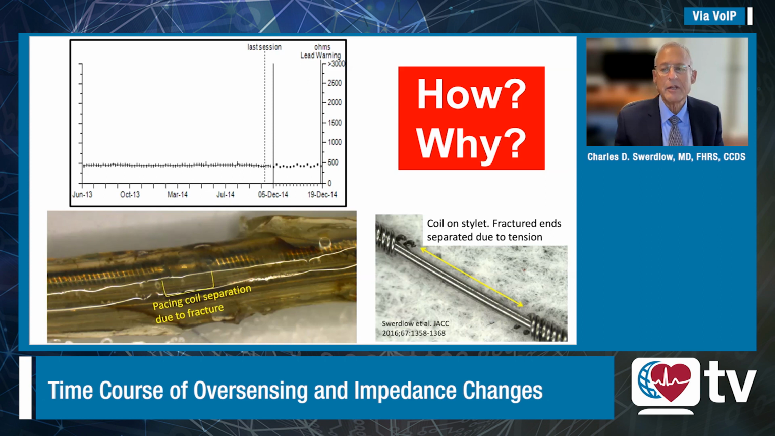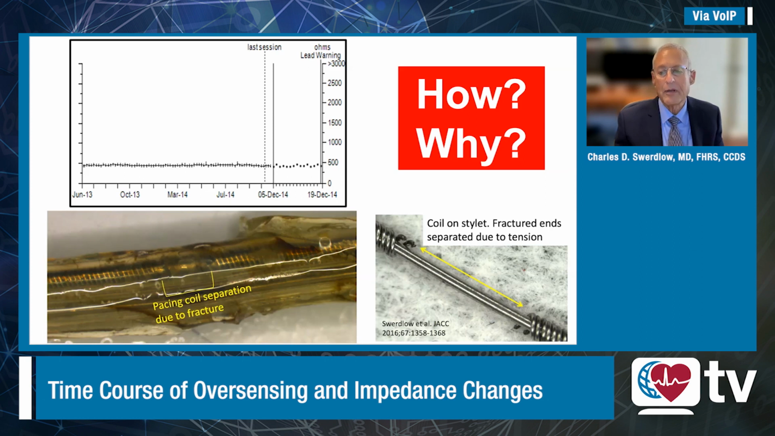And soon it became clear that this pattern of presentation of pace-sense lead fractures with shocks and no impedance alerts was common to most defibrillator leads. But from an engineering perspective, we know that any fracture has to increase impedance because for any given conductor, what's constant is resistivity, or impedance per cross-sectional area. And so when we reduce the cross-sectional area with a fracture, the impedance has to go up.